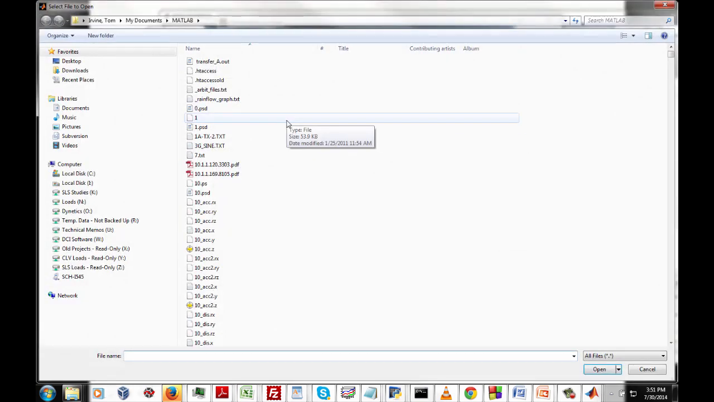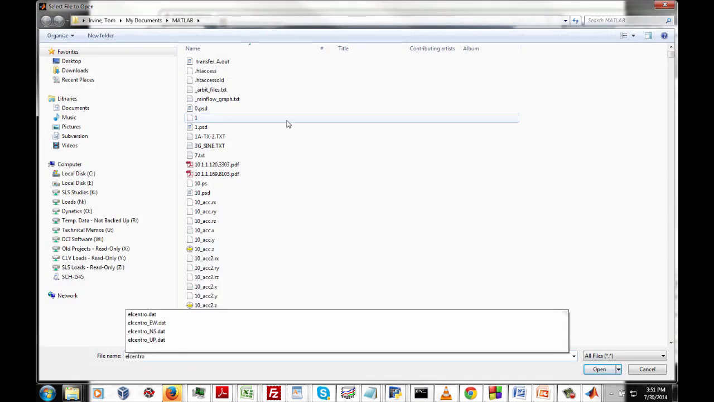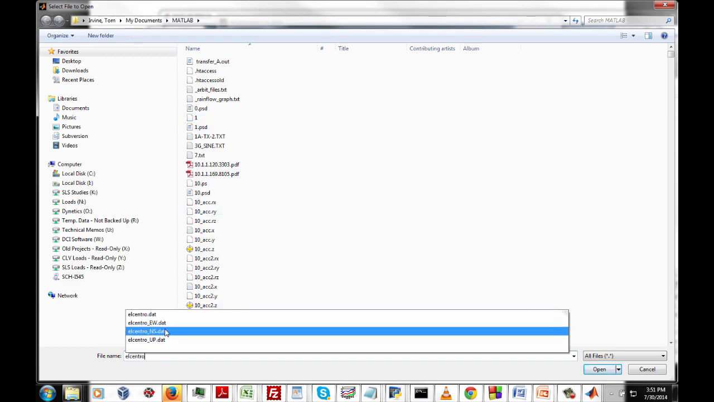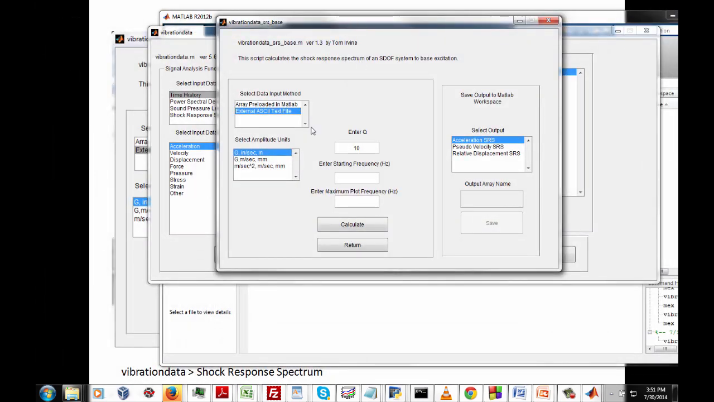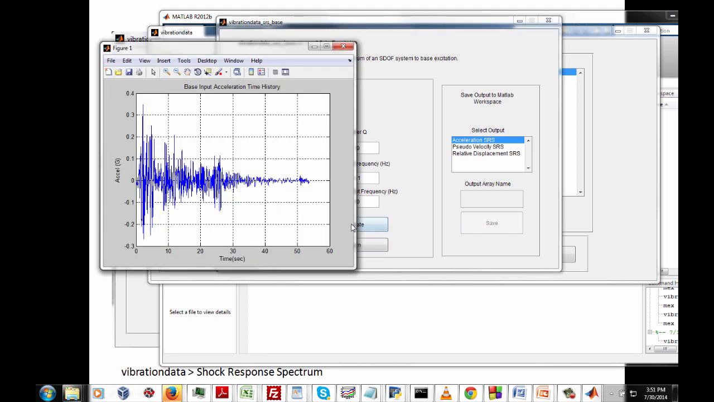We've got our external ASCII file. That's the El Centro north-south component. English units. Now, since this is earthquake data, we're going to start at 1/10 of a hertz, and we'll go up to 20 hertz here. Those will be our plot limits. If you're familiar with pyrotechnic shock, and that's what you work with, just imagine your pyrotechnic shock energy transposed down to very low frequencies. But this is the El Centro earthquake. So I hit the calculation button there.